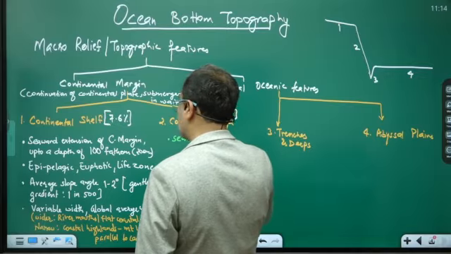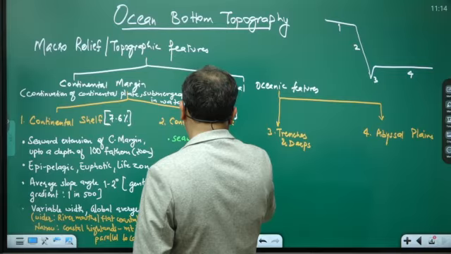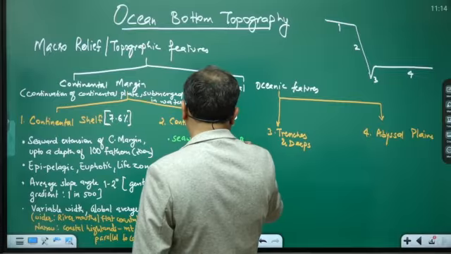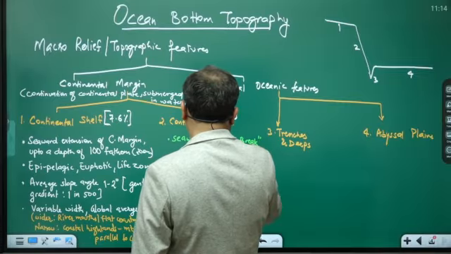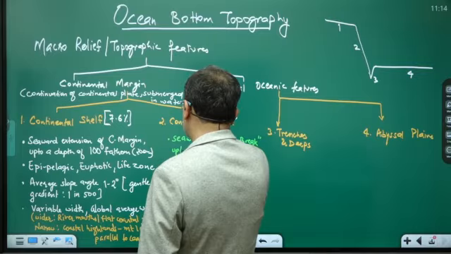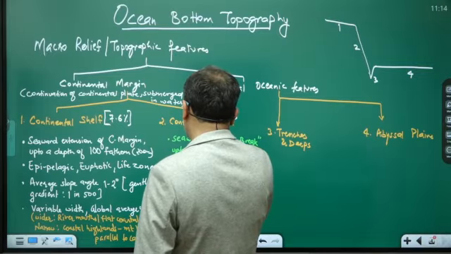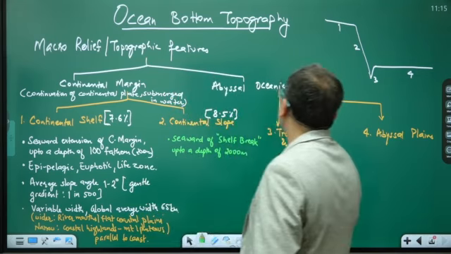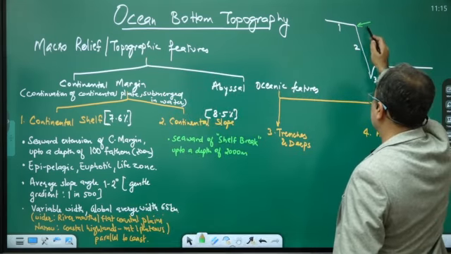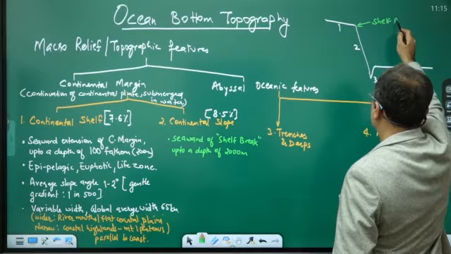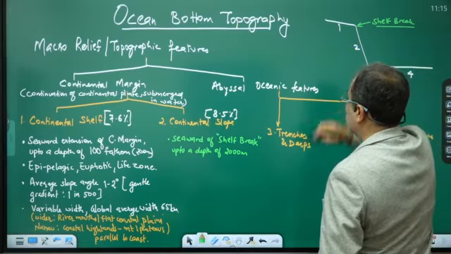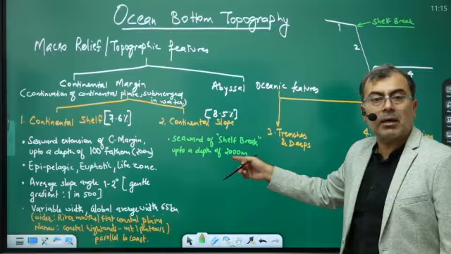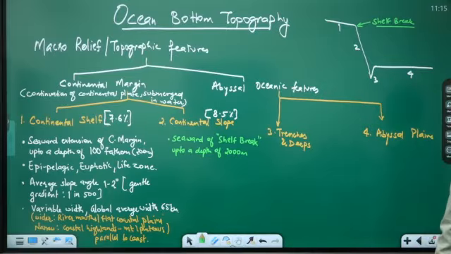Seaward of shelf break up to a depth of 2000 meter. So this is called shelf break. So seaward of shelf break, I'm parallel to that only so that you can compare it also. Seaward of that is what we are talking about.